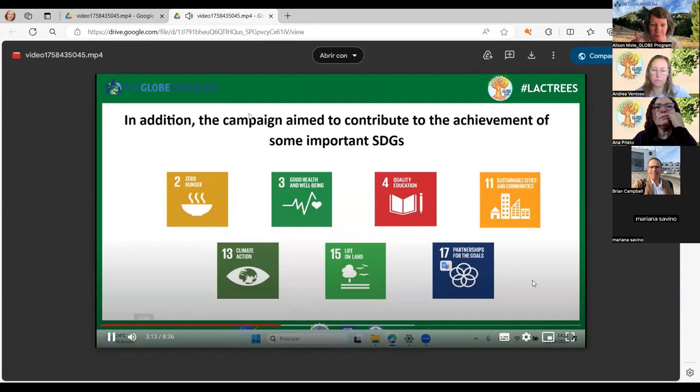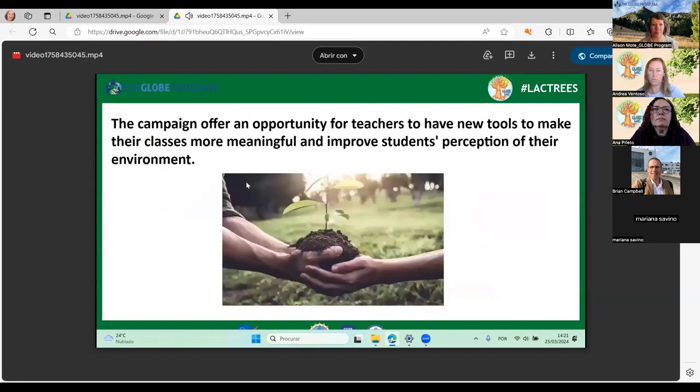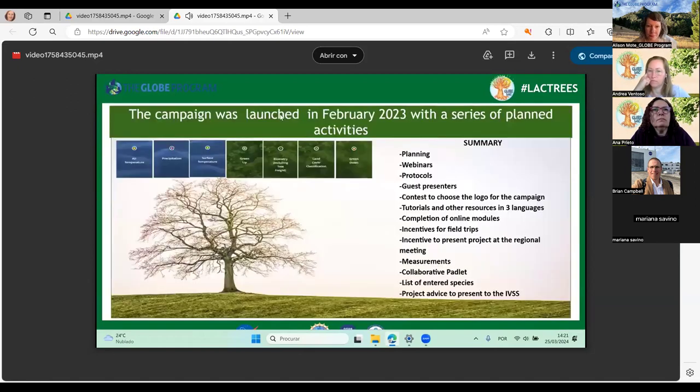On the soil, we are contributing with Objective 15 related to life on land. As we know, the GLOBE program is a community program, so for us it's really important to promote the partnership for the goals. The campaign has also offered an opportunity for teachers to have new tools to make their classes more meaningful and improve students' perception about their environment.